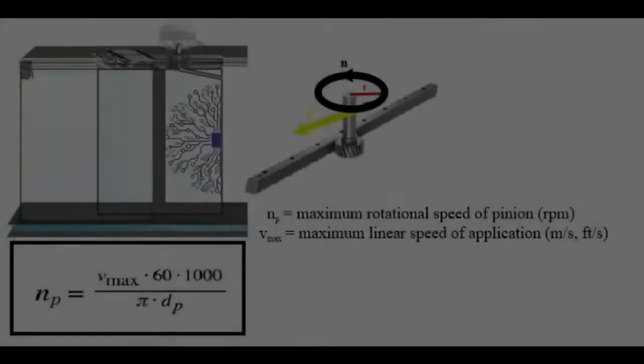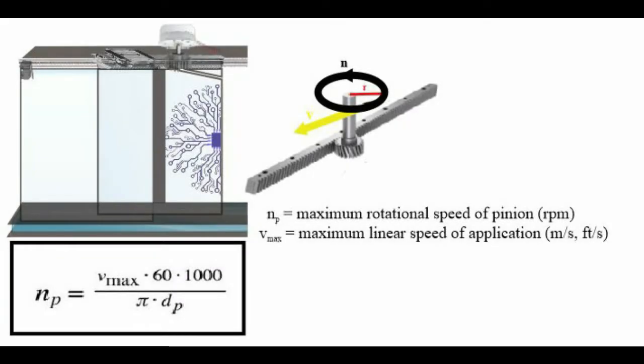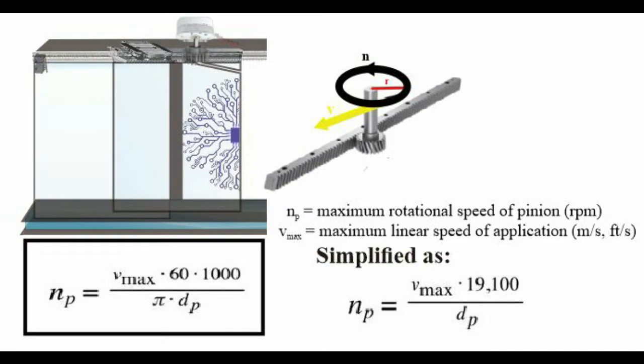Then, to determine the maximum rotational speed of the pinion, simply divide the maximum linear speed of the application by the pinion circumference. Calculate it like the formula for the circumference of the circle. So, remember to convert from millimeters to meters, and convert from seconds to minutes. Then we can get the equation for determining the maximum rotational speed like this. This equation is sometimes simplified as follows.